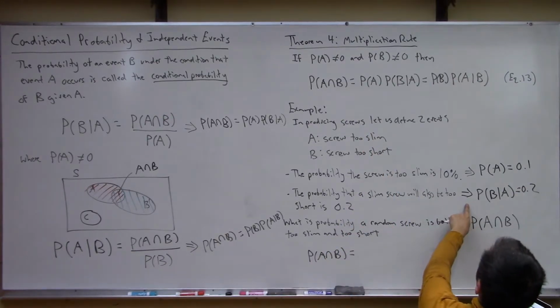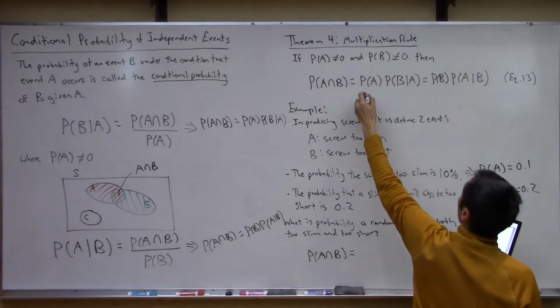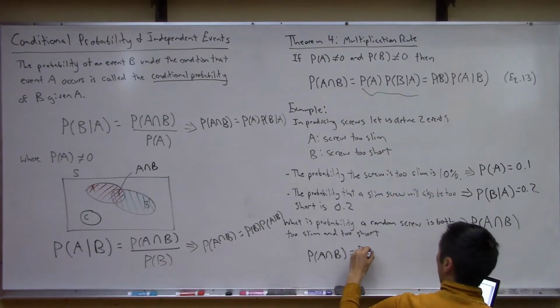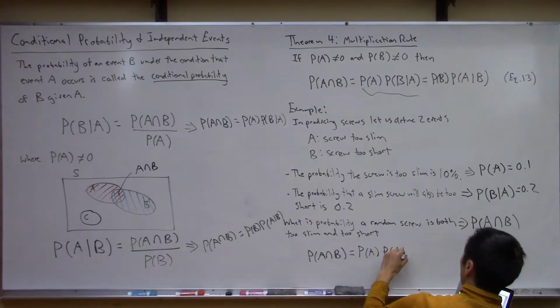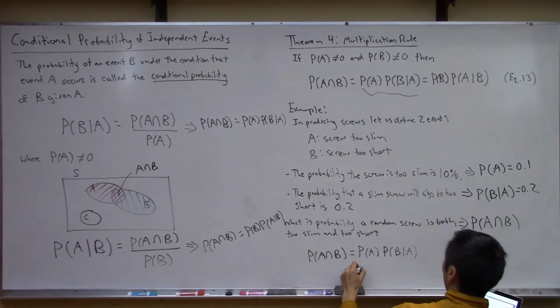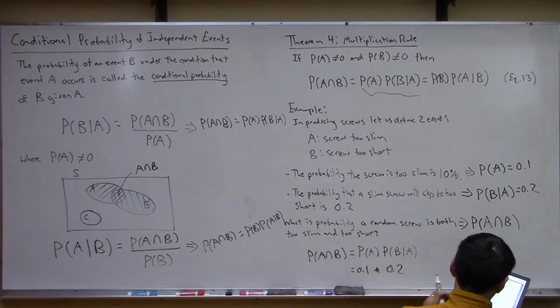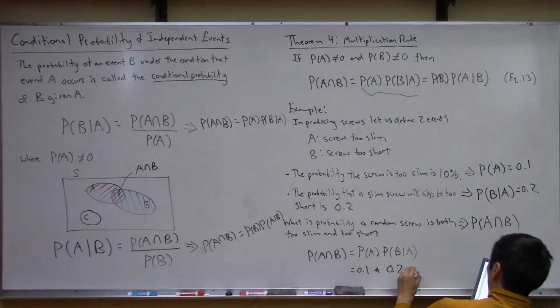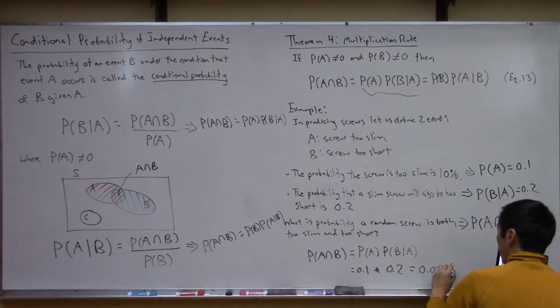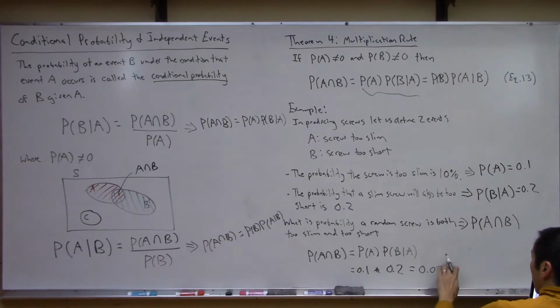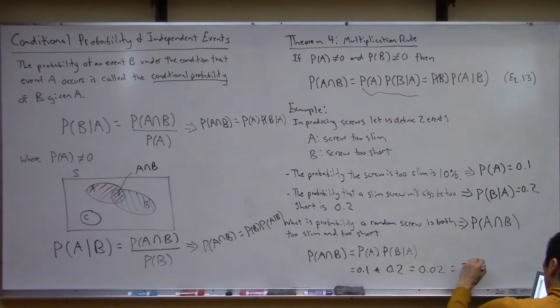We just have to figure out which form is the right one. It's the probability of A times the probability of B given A, because that is exactly what we have here. So this is 0.1 times 0.2, and this ends up as 0.02, which is 2%, right? So 2% of the screws are going to be total failures. They're going to be both too slim and too short.